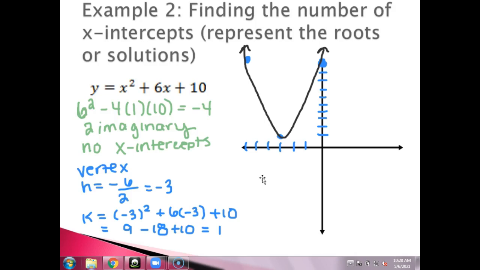Yep. What was the formula for k? It's taking the h value and plugging it in. So you just plug it in for everything? You plug it in for x in the equation given to you. Okay. Yep.